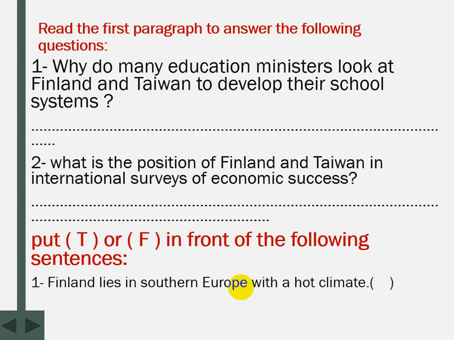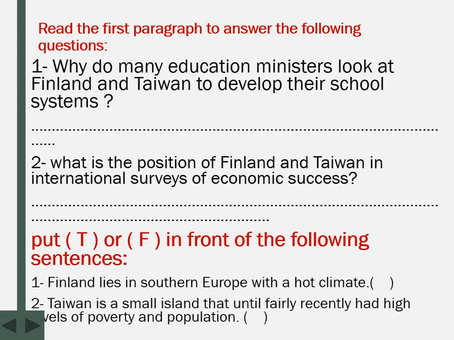Yes. Question number 2. What is the position of Finland and Taiwan in the international surveys of economic success? Position here means what is their place in the international surveys of economic success. Then put true or false in front of the following sentences. 1. Finland lies in southern Europe with a hot climate. 2. Taiwan is a small island that until fairly recently had high levels of poverty and population. Yes, read the paragraph again and answer them.